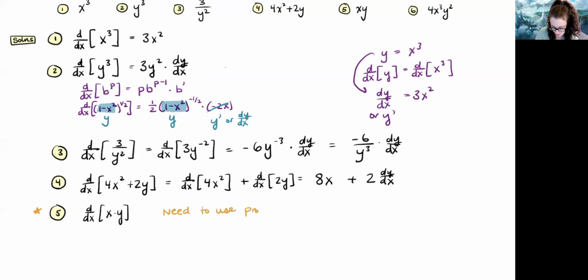So we need to use the product rule whenever anything with x and anything with y are multiplied.